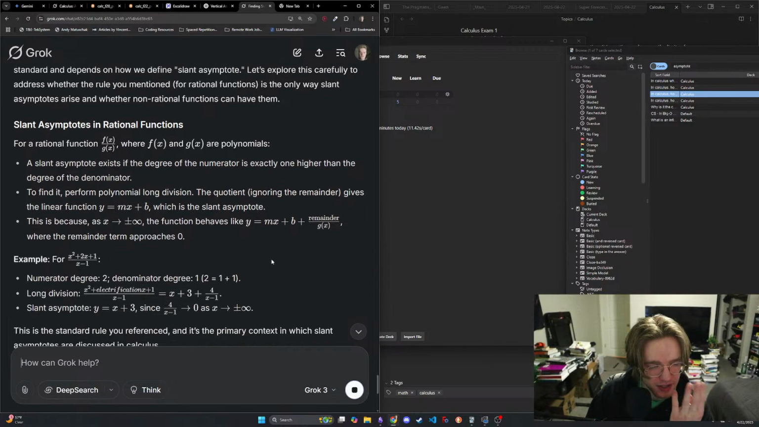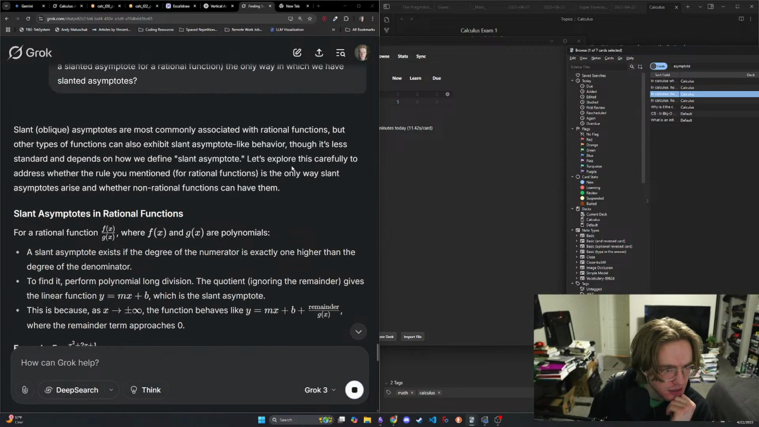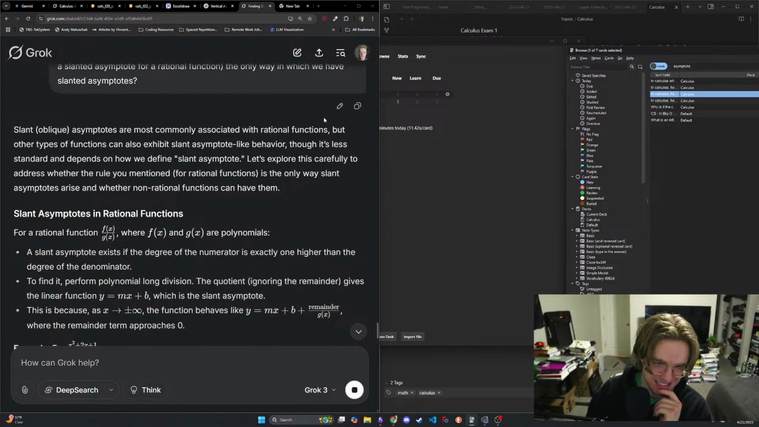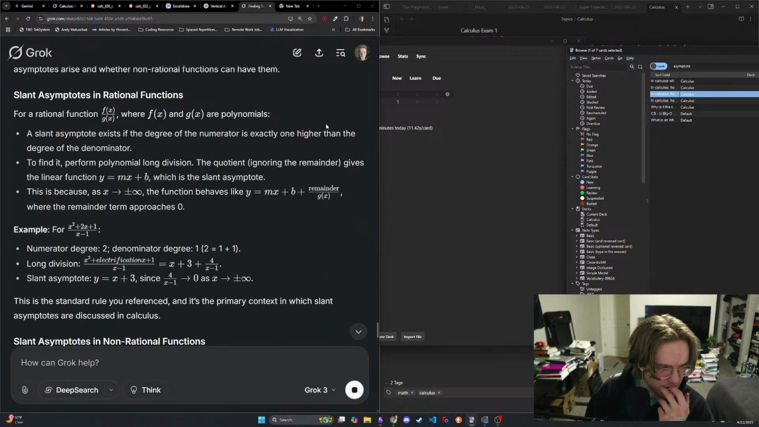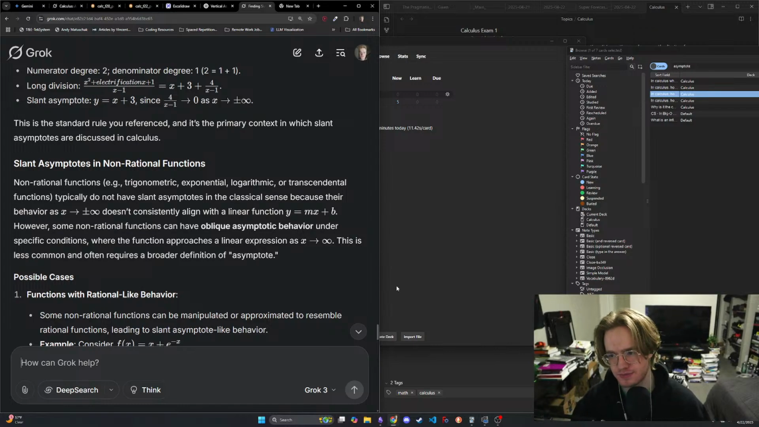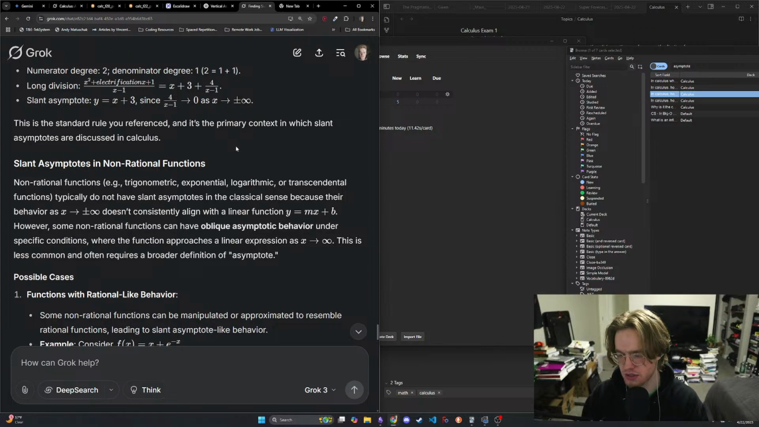Okay, so I think on the general case, it is safe to go ahead with what we're seeing. It says slant asymptotes are mostly associated with rational functions, but other types of function can also exhibit slant asymptote-like behavior, though it's less standard and depends on how we define slant asymptote. So I think we're actually okay with this. But I do think it is the case that for horizontal and vertical, our current definition is insufficient.